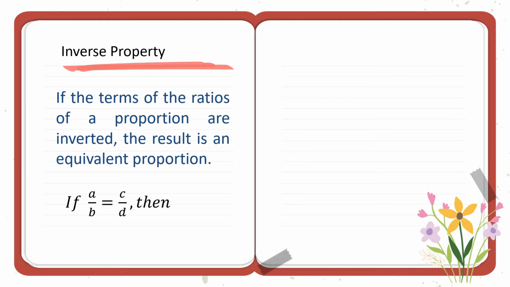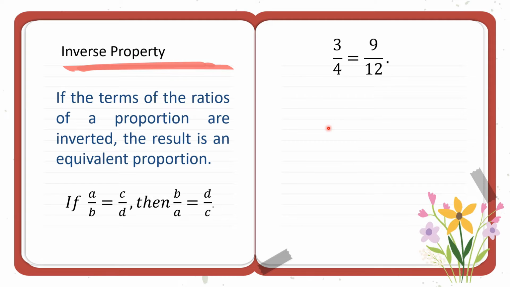If A over B is equal to C over D, so we get the inverted terms. B over A is equal to D over C.